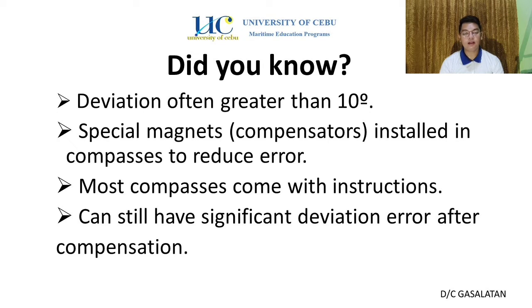For a quick trivia, did you know that deviation is often greater than 10 degrees? Special magnets or compensators are installed in compasses to reduce error, and most compasses come with instructions. And lastly, you can still have significant deviation error after the compensations.